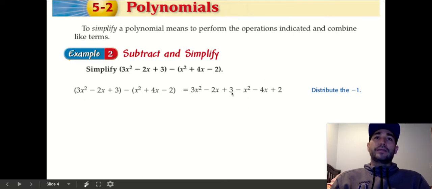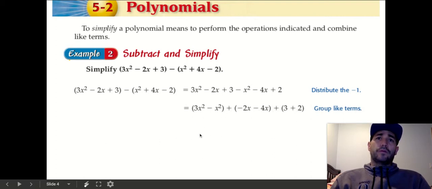Now I can look at some like terms. Here I have 3x squared minus 1x squared. Those are like terms. I have minus 2x minus 4x. Those are like terms. I have plus 3 and plus 2. Those are like terms. If I combine the like terms, that'll allow me to simplify this.